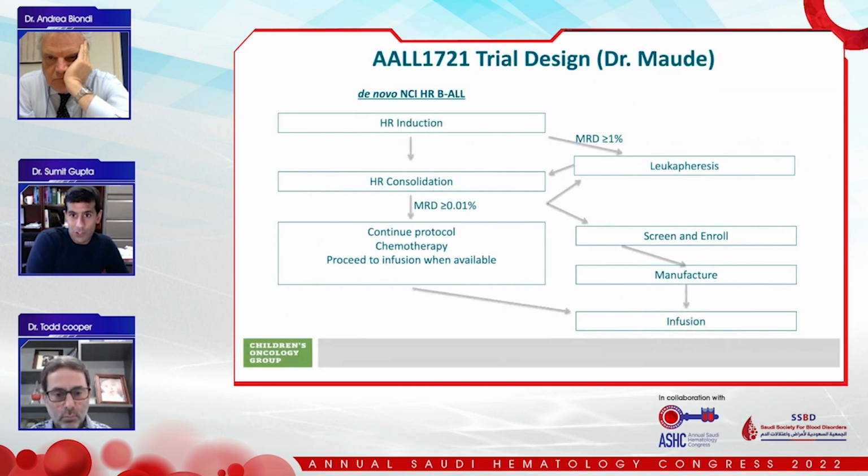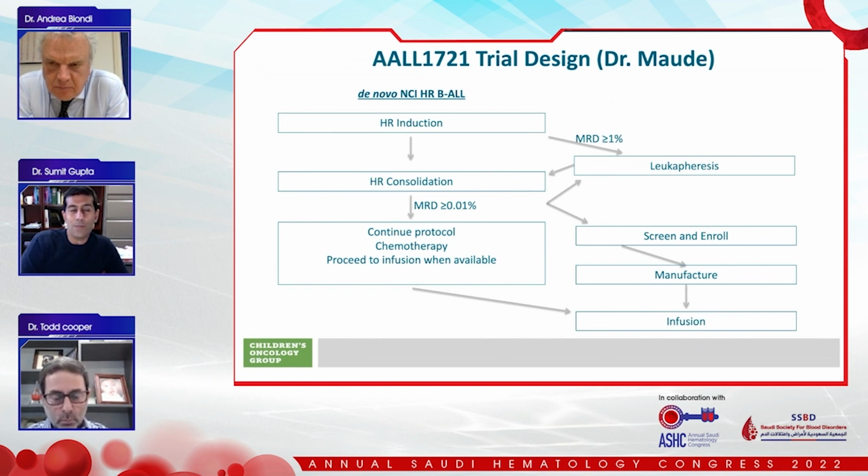So what 1721, led by Dr. Shannon Maude, attempts to do is see, instead of taking those NCI high-risk patients who are end of consolidation positive and sending them to transplant, which would have been standard, do we improve or maintain their outcomes if we send them to CAR T cells as well? So these patients, if they are end of induction MRD positive, then go on to screen if the parents and the physicians so choose for this study.